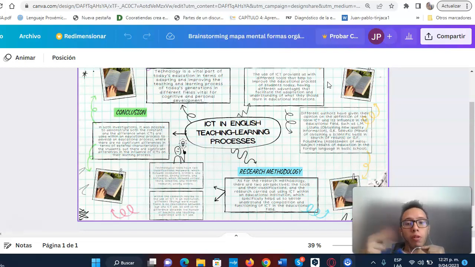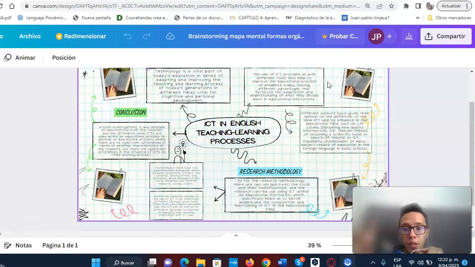And the second author talks about the different opinions of different authors about the definition of the information and communication technology term. So basically, they talk about the influence in the education field. For example, we have one author, L.M. Lizuna, and that author talks about obtaining a new quality of information. That means that through technology, we will have new quality information to proceed to teach a different language to the student.